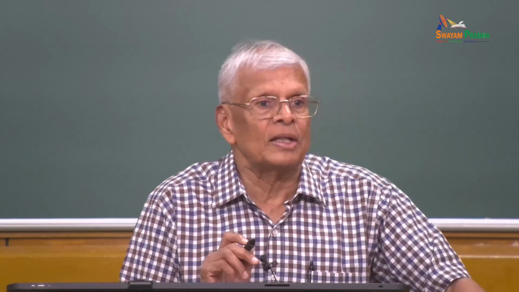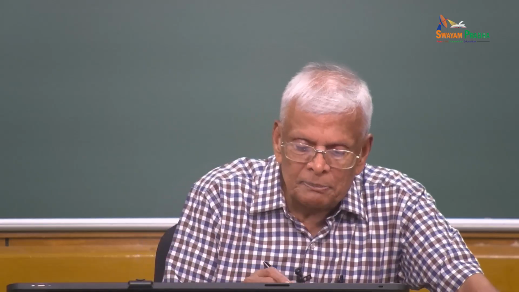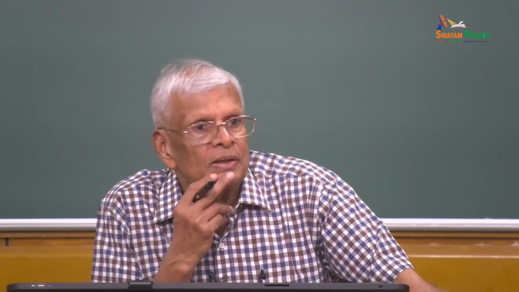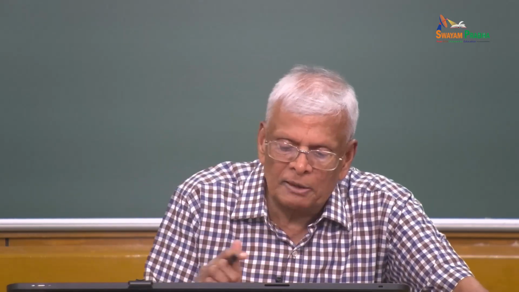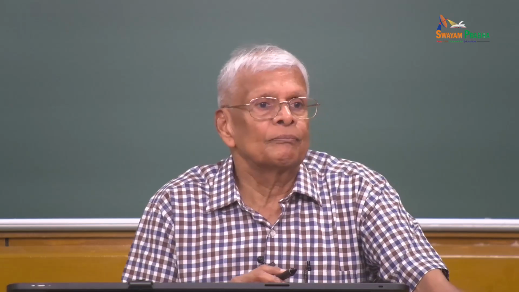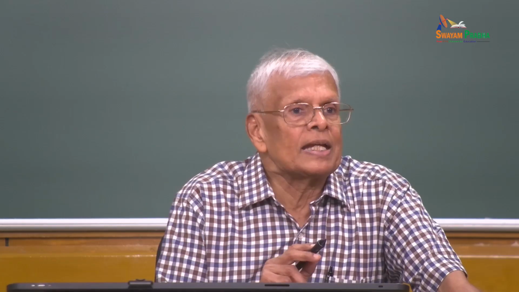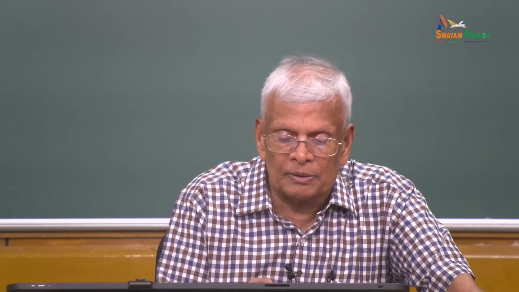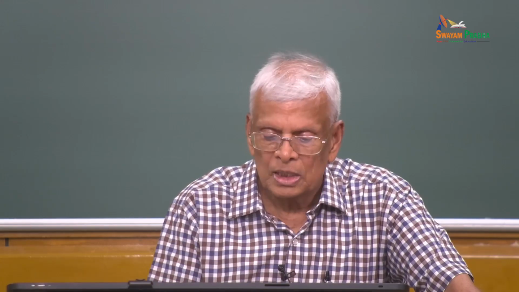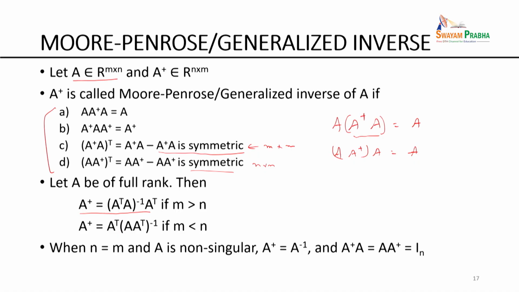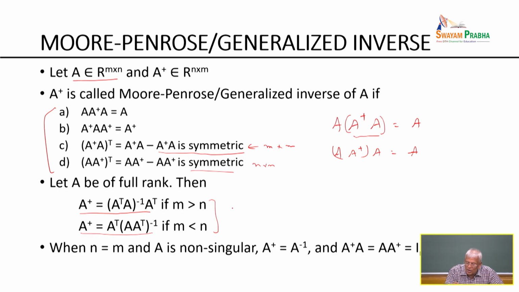If A is a full rank matrix, A plus can be expressed explicitly. That's what I'm coming to next. If M is greater than N, full rank means the rank of the matrix is N. When the matrix has rank N, its generalized inverse can be expressed as A transpose A inverse A transpose. If M is less than N, the rank of A is M. In that case, the generalized inverse can be expressed as A transpose times A A transpose inverse. This is the basis for the least squares theory.